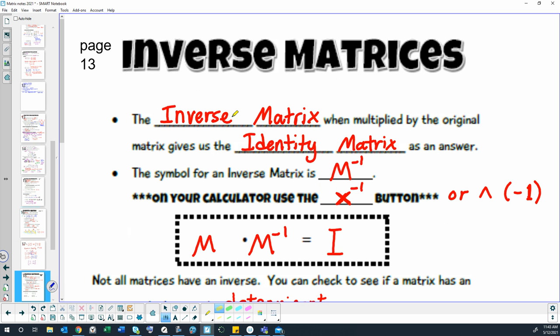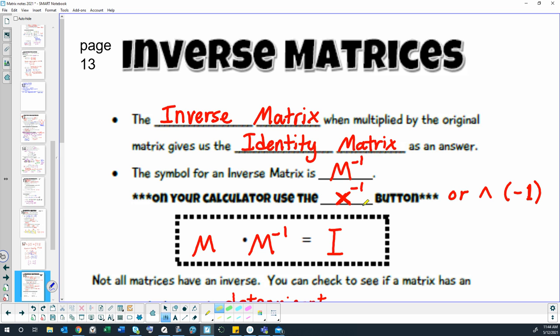So if we multiply an inverse matrix by the original matrix, we get the identity matrix as the answer. That's one way of knowing that a matrix and an inverse are correct, that they are inverses of each other, okay? The symbol for an inverse matrix is a capital letter for the name of the matrix. So I'm using an M here for matrix, but it could be any capital letter that labels that particular matrix, and then with a -1 power. That's the notation we use when we're indicating we want the inverse matrix.